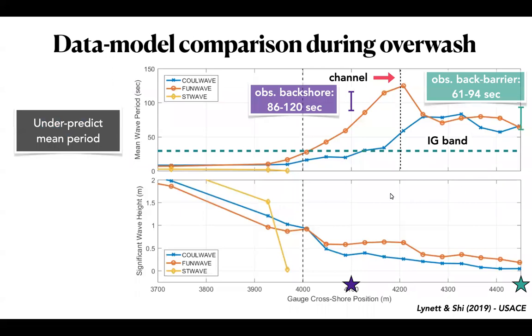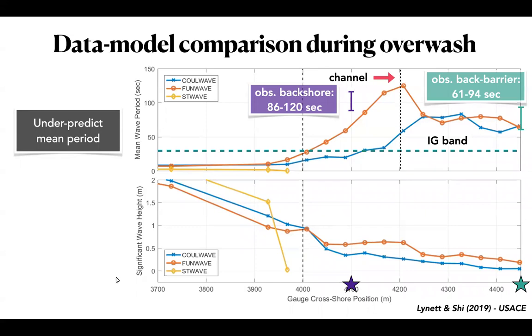Okay, so comparing these model simulations to our observations of infragravity waves during overwash. Looking just at the mean wave period, here I've plotted our span of wave periods during overwash, which was between 86 and 120 seconds for the mean wave period in the backshore. And the mean wave period was slightly smaller than that in the back barrier. We can see that both FUNWAVE and COULWAVE underpredict the mean period, even though the dominant period for much of the backshore and in FUNWAVE is in the infragravity frequency band.